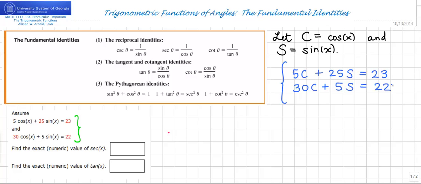We have two variables and two equations, and this is what I would call a 2 by 2 system of equations. So if we can solve for both the values of capital C and capital S, then we'll have the values of cosine of x and sine of x. And from our definitions, we know that secant of x is the reciprocal of cosine, and tangent of x is the value of sine divided by the value of cosine. So if we can get the values of sine and cosine, then we just substitute them into our definitions and identities, and we're good to go.